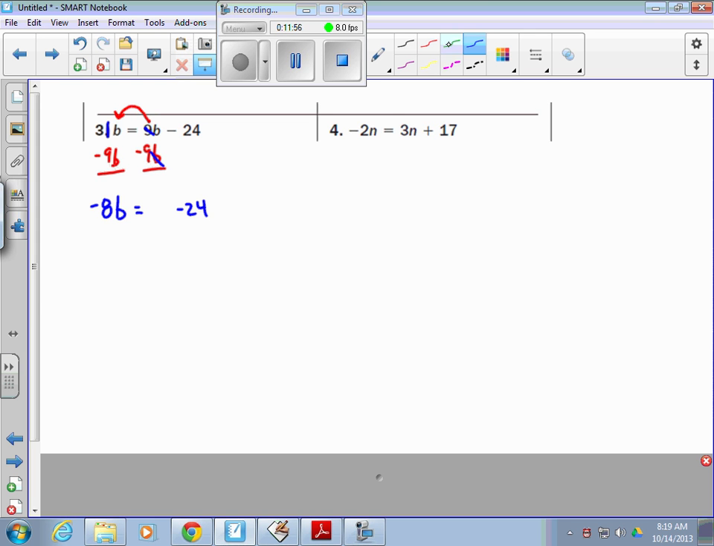Get rid of negative 8 times b by dividing by negative 8. If you divide the left by negative 8, do likewise to the right. It'll cancel the left and give you just b. And negative divided by negative is a positive 3.